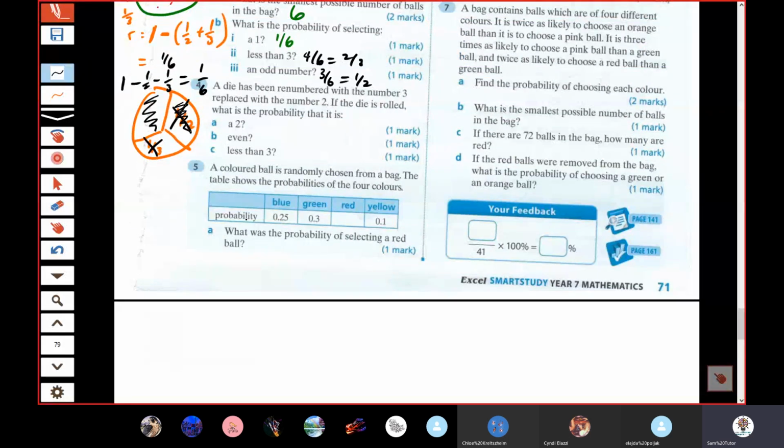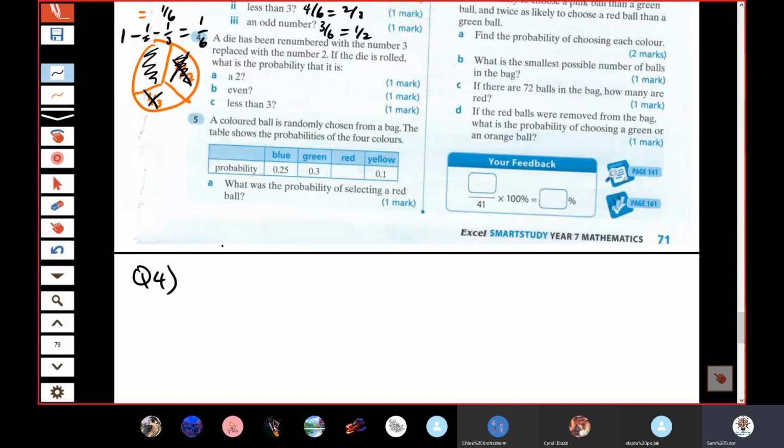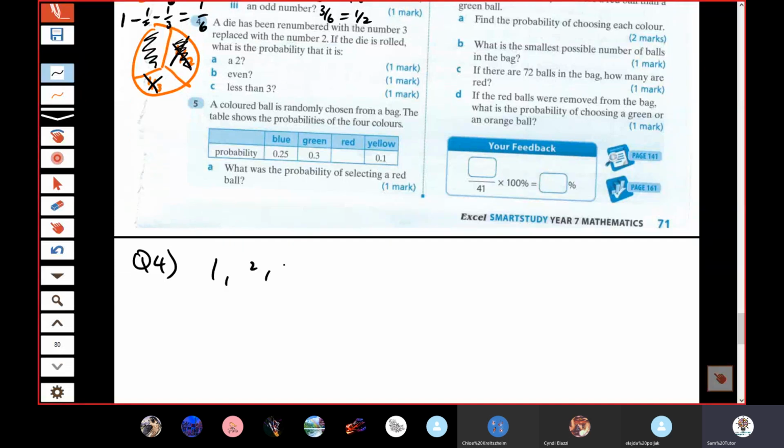Question 4. A die has been renumbered with the number 3 replaced with the number 2. So that means instead of it being 1, 2, 3, 4, 5, 6, the number 3 is replaced with the number 2. So that's not there anymore. It's a 2 now. If the die is rolled, what is the probability that it is a 2?